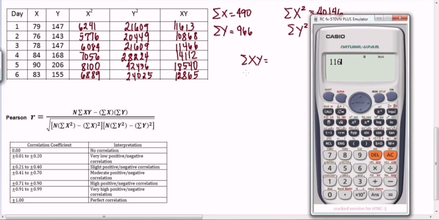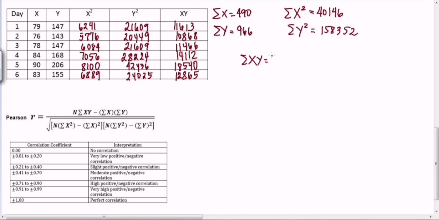And then, the last column, the summation of xy. So, 11,613 plus 10,868 plus 11,466, 14,112, 18,540. And then, the last one is 12,865. So, after adding, I'll put the answer here: 79,464. So, after that, once you get the summations, you plug them into the formula.